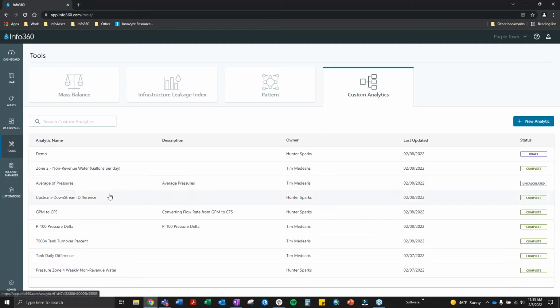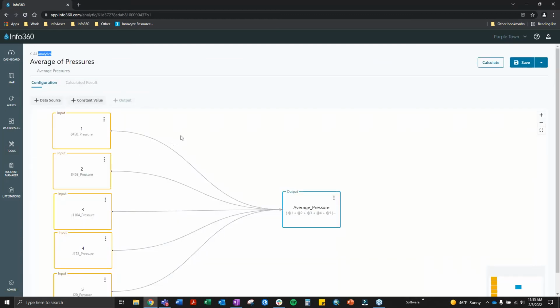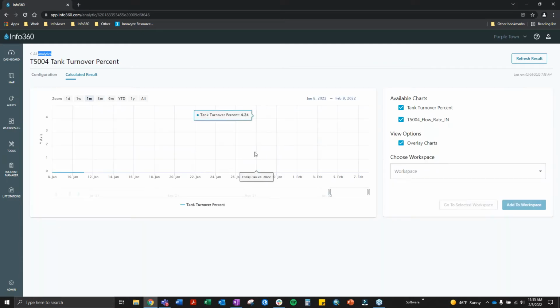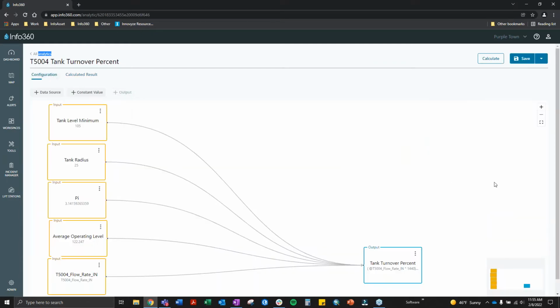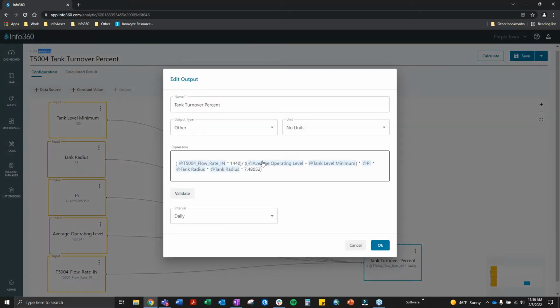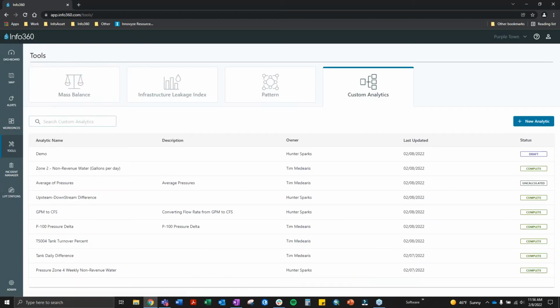And then it can be something as simple as looking at the average pressures across a certain DMA, where you're just adding them and dividing by the numbers. Or something as complicated as tank turnover, where you're looking at a bunch of different inputs that come into a more complicated analytic, just to show you that the custom analytics are able to handle mathematical functions. So that's really what I wanted to get across.